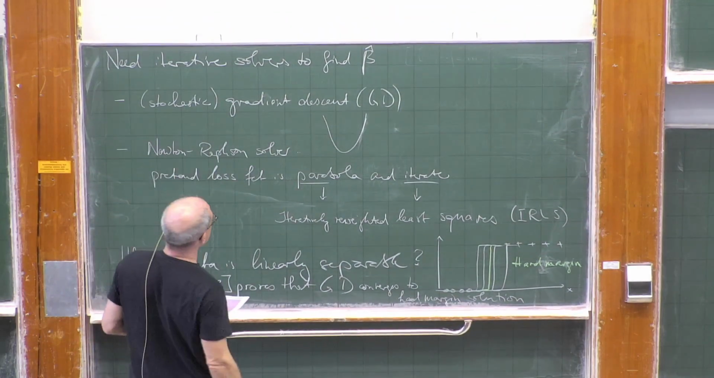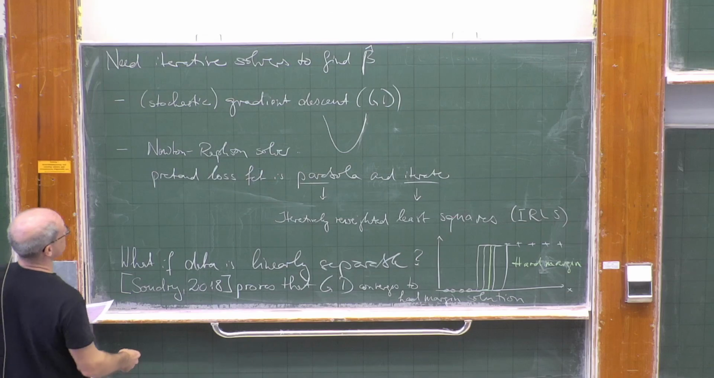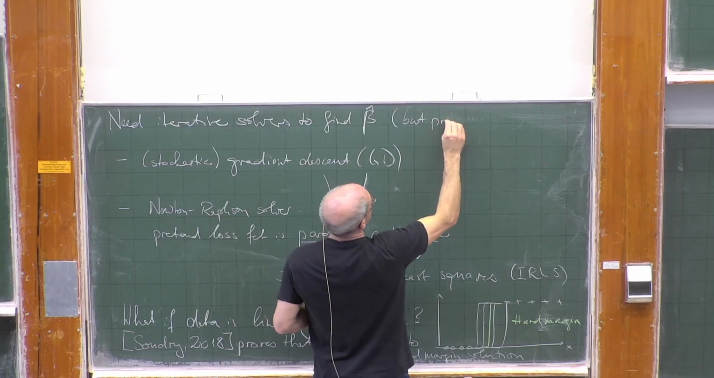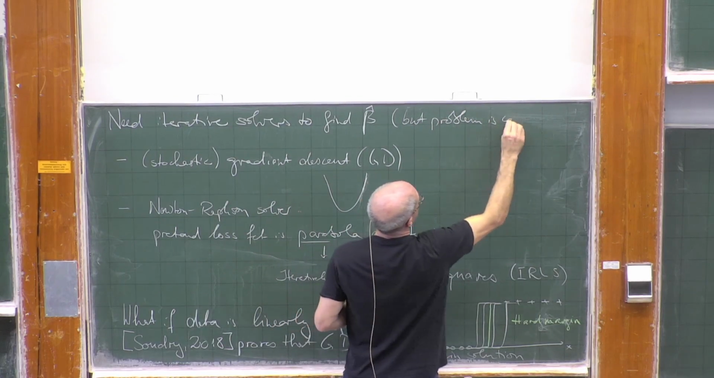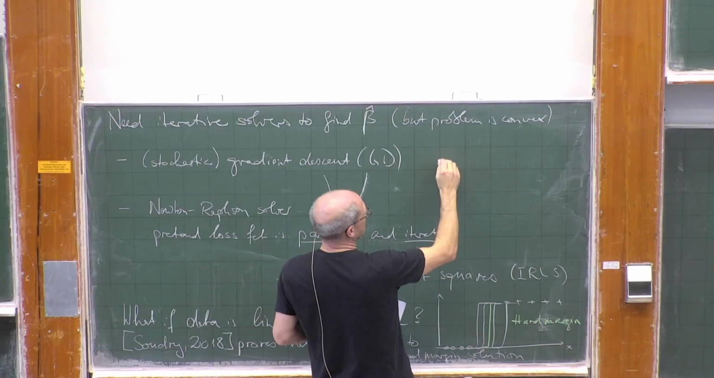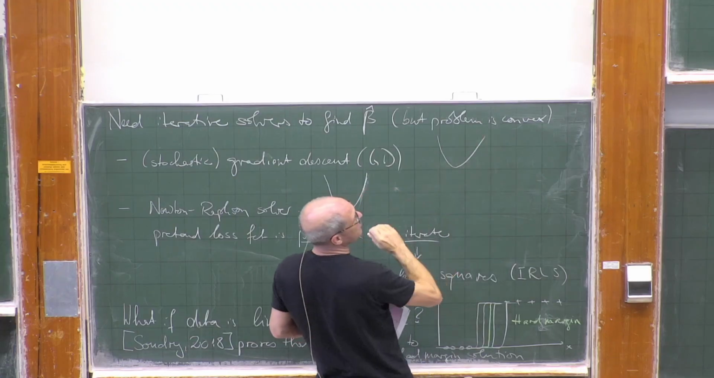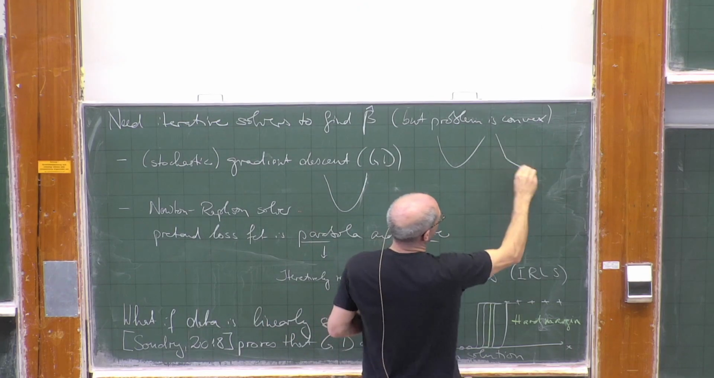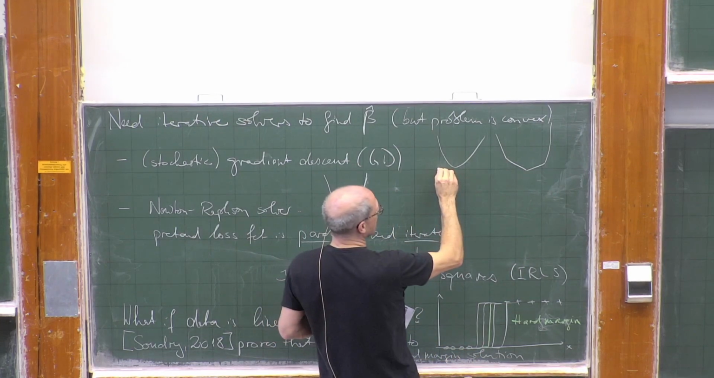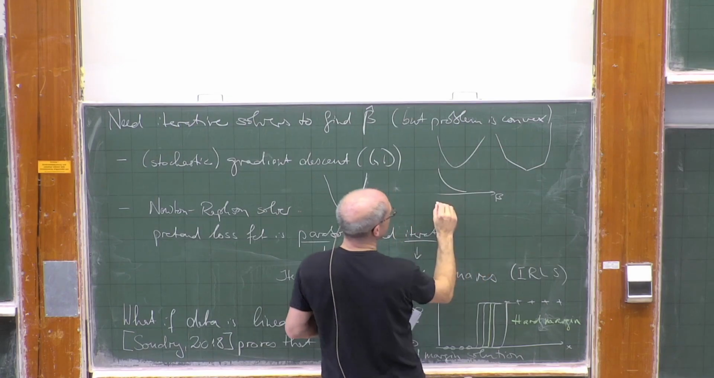Okay, so the bad news is iterative solvers are needed. The good news is that the problem is convex. But it's a weird kind of convex problem. Normally when we think of convex problems, we think that we have a clearly defined optimum. It need not be parabolic, but here the loss surface looks more like so. This is the space of beta, and here is the loss.